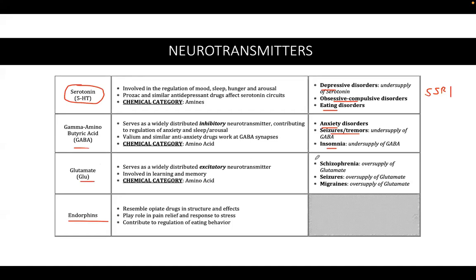Glutamate is associated with schizophrenia, as well as seizures and even migraines. I'd like to add that migraine is also associated with serotonin. Then endorphins resemble opioids. Endorphins are very important for pain relief as well as response to stress. So I'd like to give you a minute to go over this table.